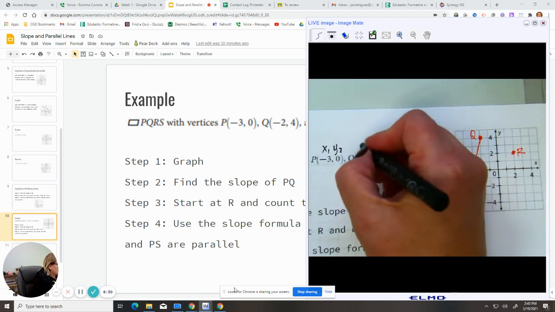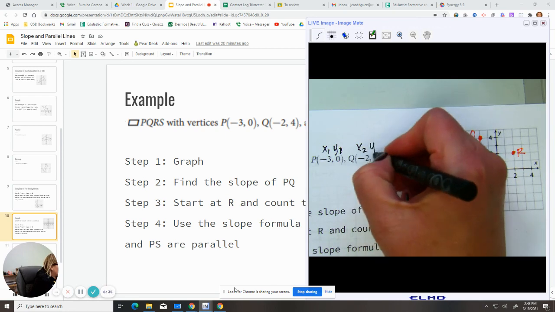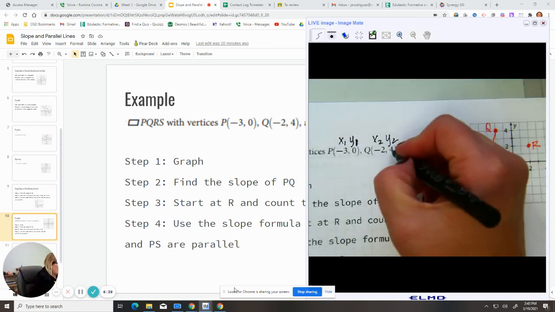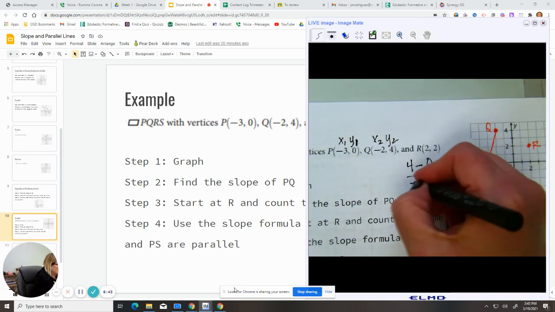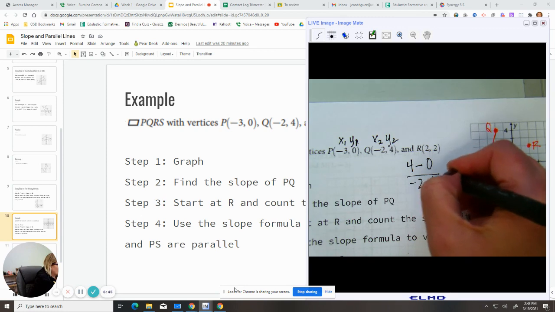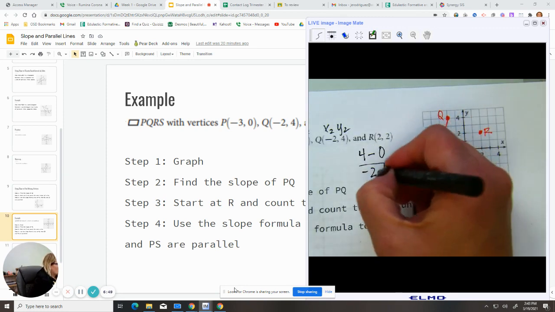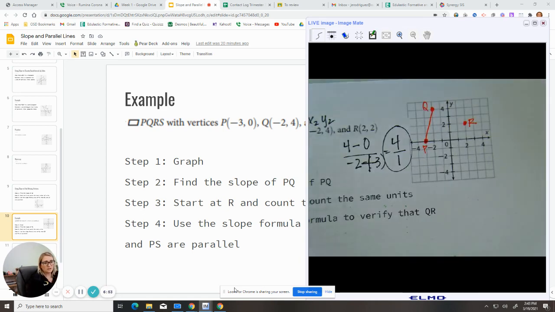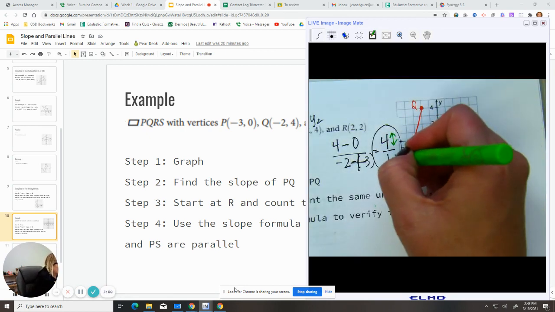Q is -2, 4. I keep calling that y2. Now we're going to do x2, y2. We're going to use our same formula. So we're going to say y2 minus y1 over x2 minus x1. And 4 minus 0 is 4, and 2 plus 3 is 1. So the slope is going to be 4, which means 4 in this direction and 1 in this direction.